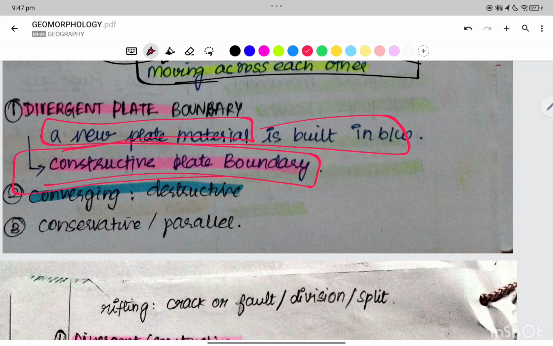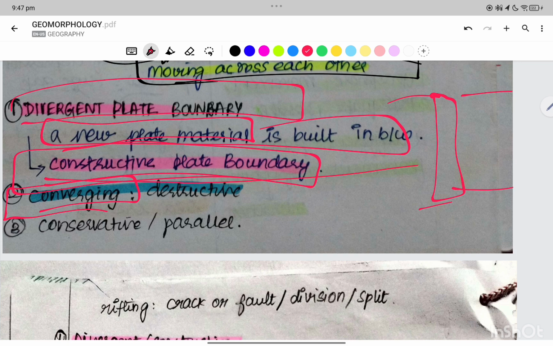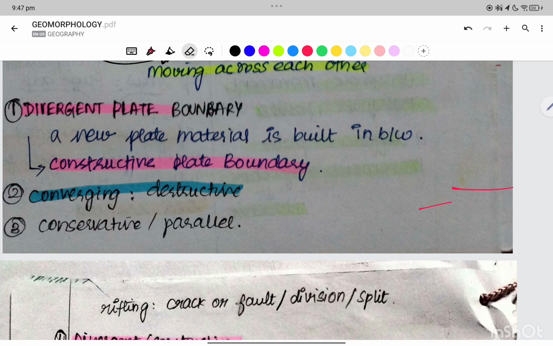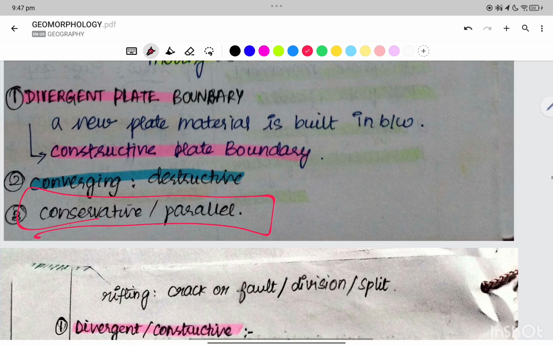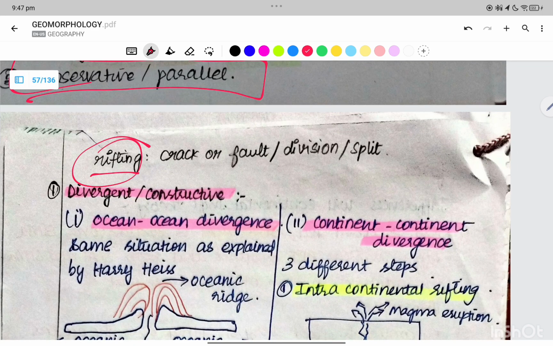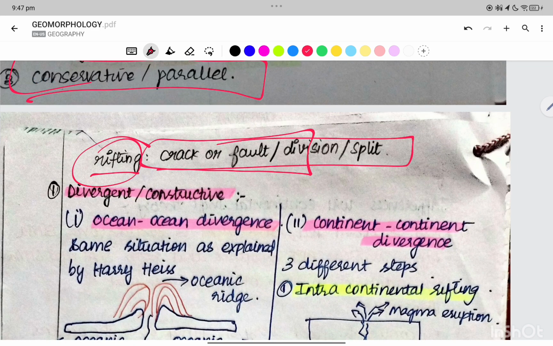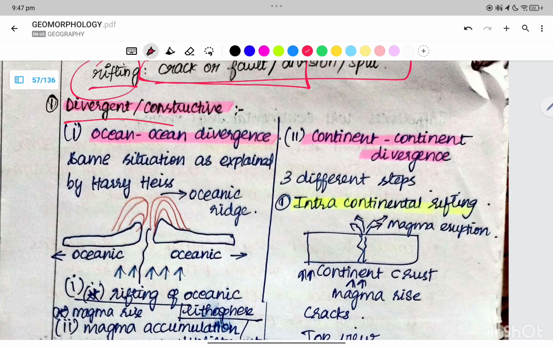The constructive plate boundary, which is the divergent plate boundary, is a constructive plate boundary because a new plate is created in between, right? So divergent is also called constructive. Converging is destructive. When two plates are joining together they form trenches, subduction takes place, so there is destruction. Conservative is parallel. Rifting, crack or a fault, division or split, everything is the same.